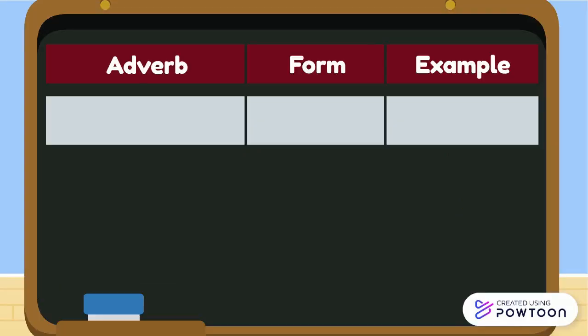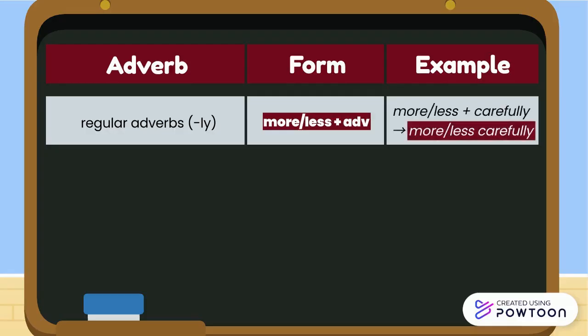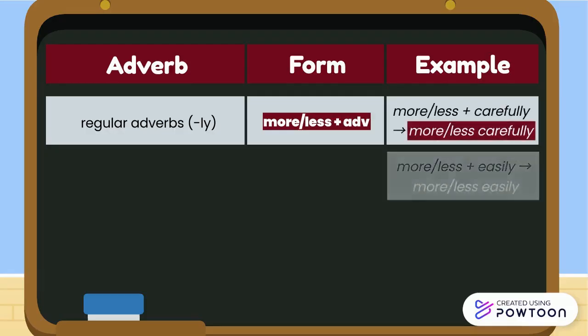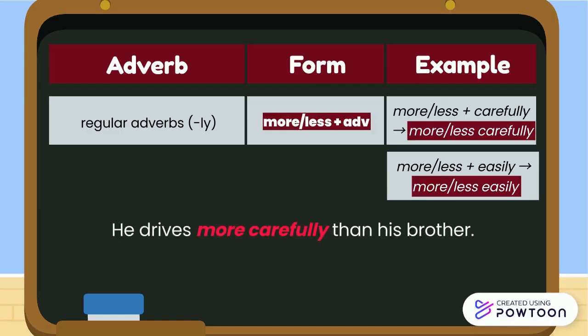For most regular adverbs, those that end in -ly, we need to add more or less before them, which is somewhat similar to two-syllable adjectives. For example, carefully becomes more or less carefully, or easily becomes more or less easily. Let's take a look at several examples of regular comparative adverbs. He drives more carefully than his brother. She sings less beautifully than he.